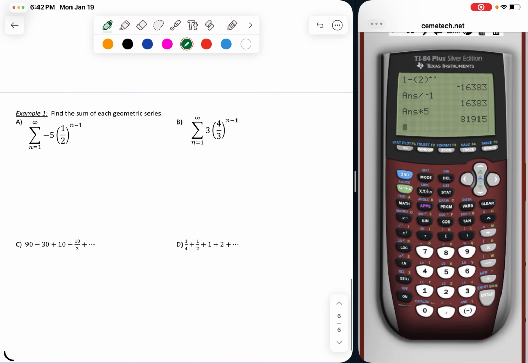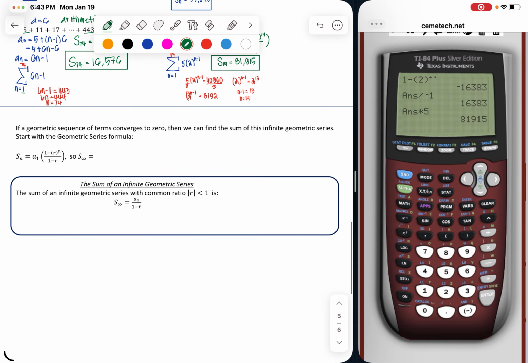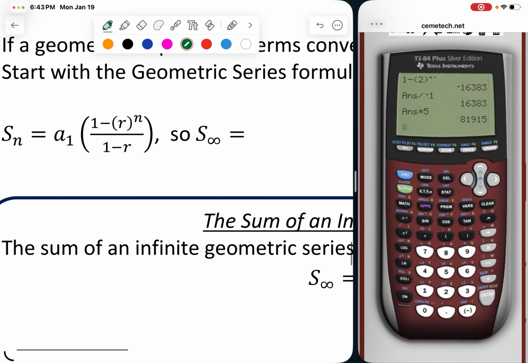Okay, so how many problems do we have left? Oy, not that many. It's only 4. All right, last thing we have to talk about is the sum of an infinite geometric series. It says if a geometric sequence of terms converges to 0, then we can find the sum of this infinite geometric series. Start with the geometric series formula. What that means is we're looking at a sub 1 times 1 minus r to the nth power.